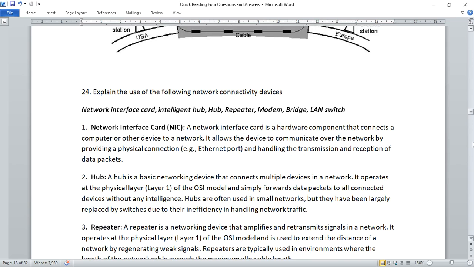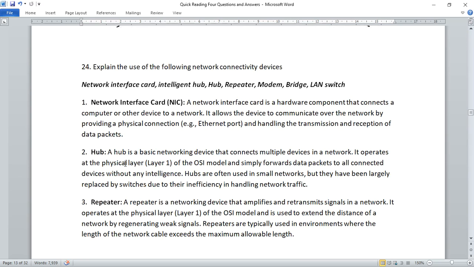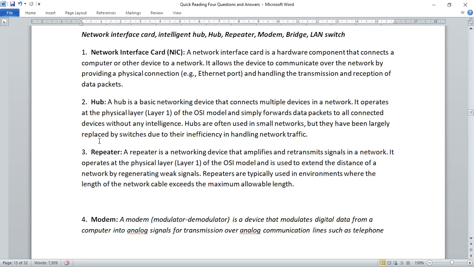Explain the use of the following network connectivity devices. We have the NIC, that is Network Interface Card, Intelligent Hub, Repeater, Modem, Bridge, and LAN Switch, that is Local Area Network Switch. Now, the point of interconnection, the point where the internet cable connects to the system unit, is the network interface card.